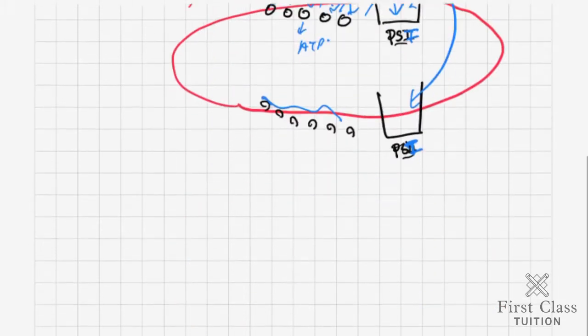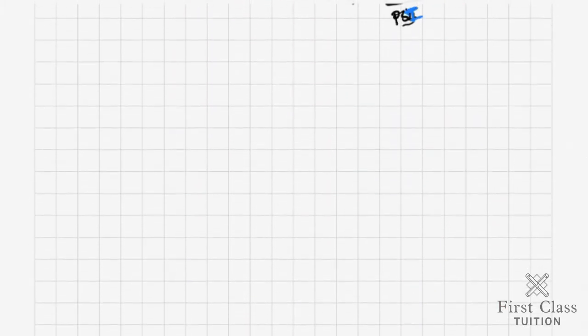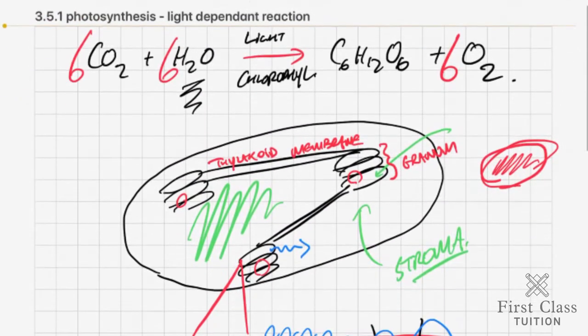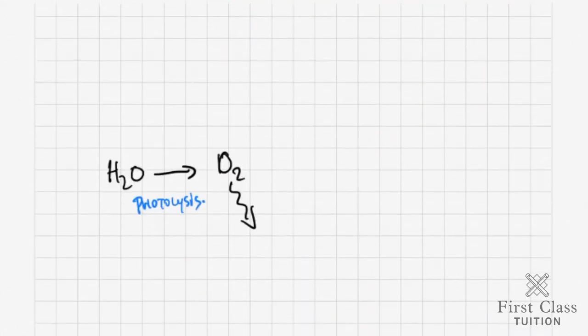So let's draw this out and talk about it step by step, just to give you the overall picture that you can refer back to. What's going to happen is, the first stage is that a molecule of water is broken down in a reaction called photolysis. Photolysis, photo meaning light, lysis meaning to split, splits the water molecule up into oxygen, which is going to leave out of the stroma. So there we immediately have used the water and produced the oxygen.